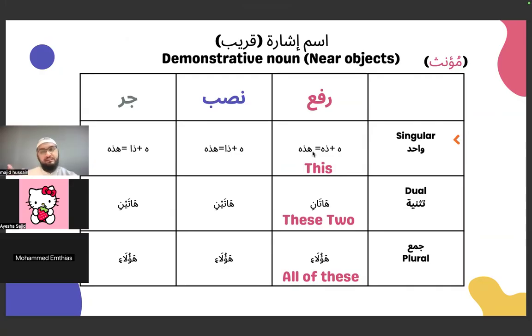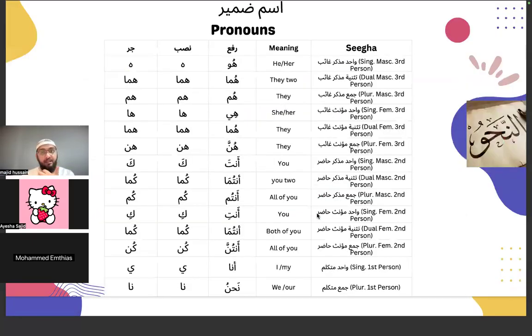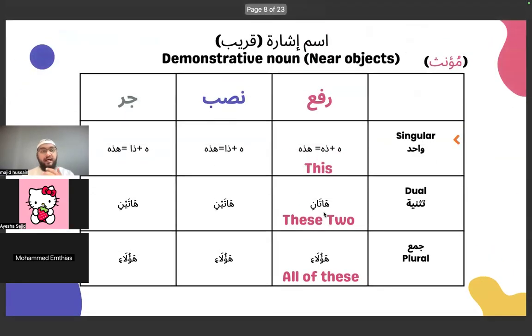هذه means this, but it's referring to the object that is female. In the male, هذا means the object that I am pointing to is a masculine object in Arabic language. And here, هذه means I'm pointing to a feminine object that is considered to be feminine in Arabic. And it remains same in nasab and jar. Then in the state of dual, in the state of rafa, we have هاتان. For the masculine, we say هذان, and for the feminine, we say هاتان.